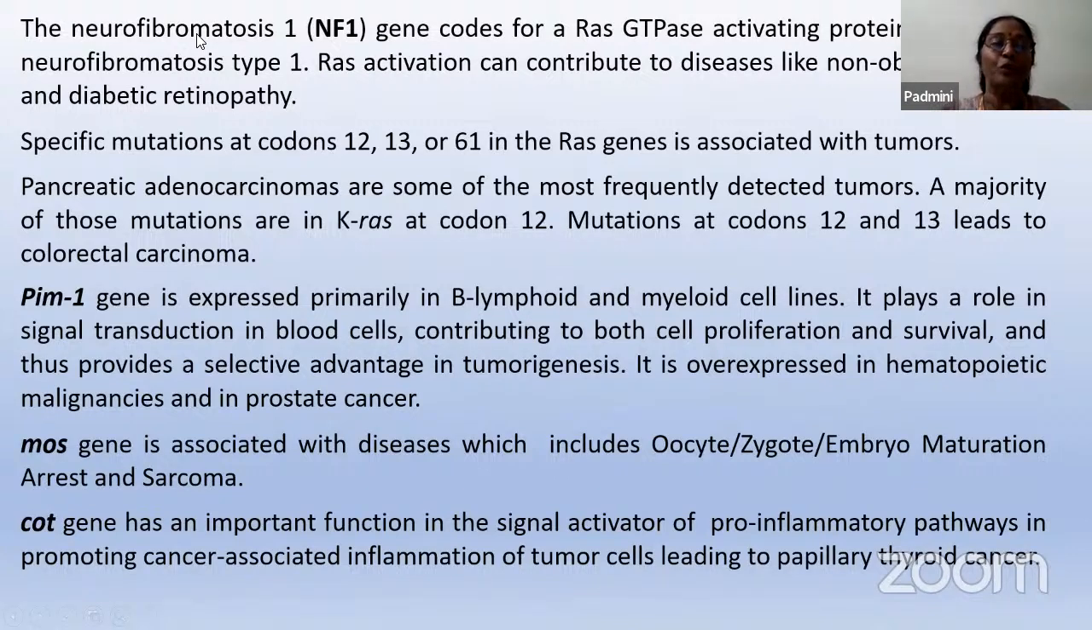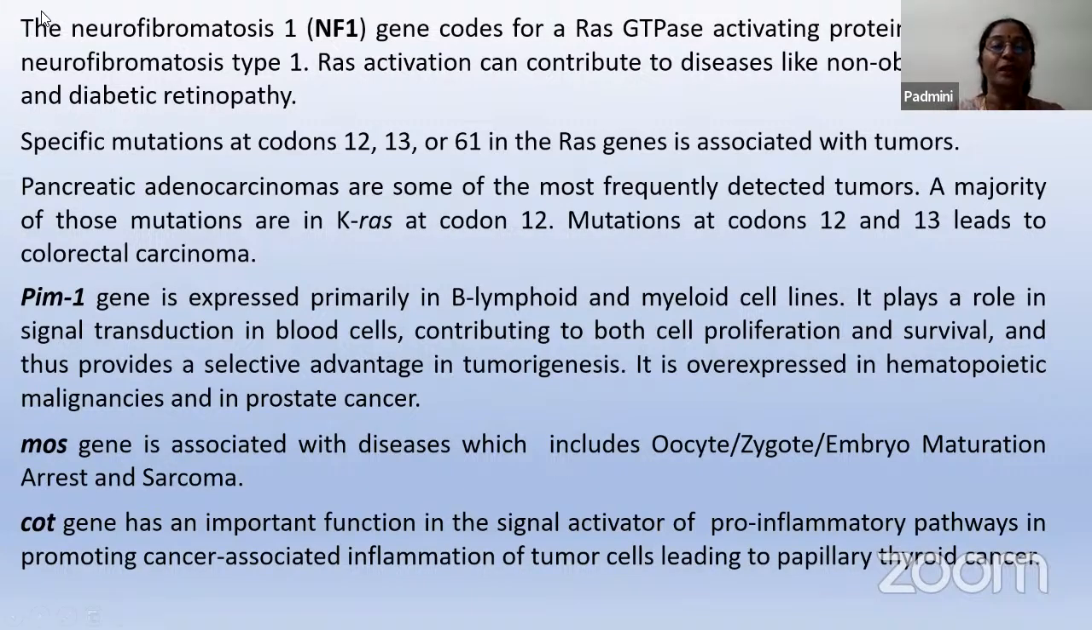NF is neurofibromatosis 1. This codes for RAS GTPase activating proteins, and mutations cause neurofibromatosis type 1. They can also contribute to diseases like non-obese diabetes and diabetic retinopathy. Non-obese means even if you're not obese, you have diabetes. So that is because of the neurofibromatosis 1 gene, which codes for RAS GTPase. It also leads to diabetic retinopathy, a problem in the eyes. Once you have diabetes, you have different types of diseases occurring.